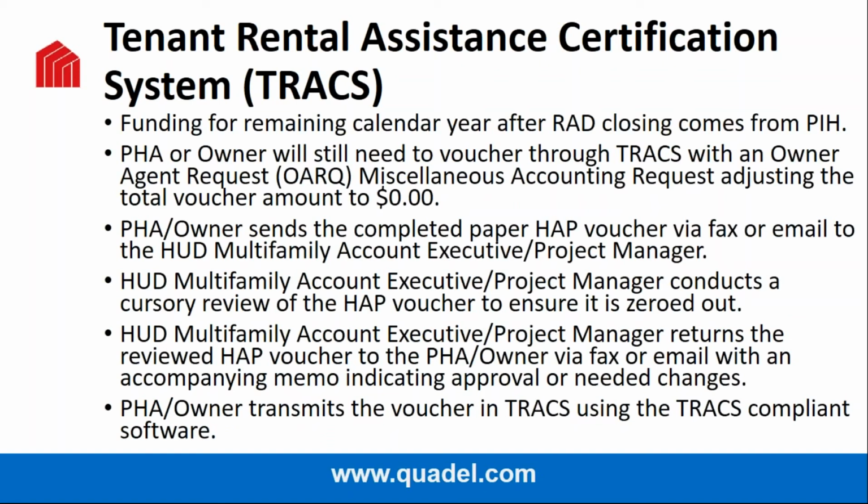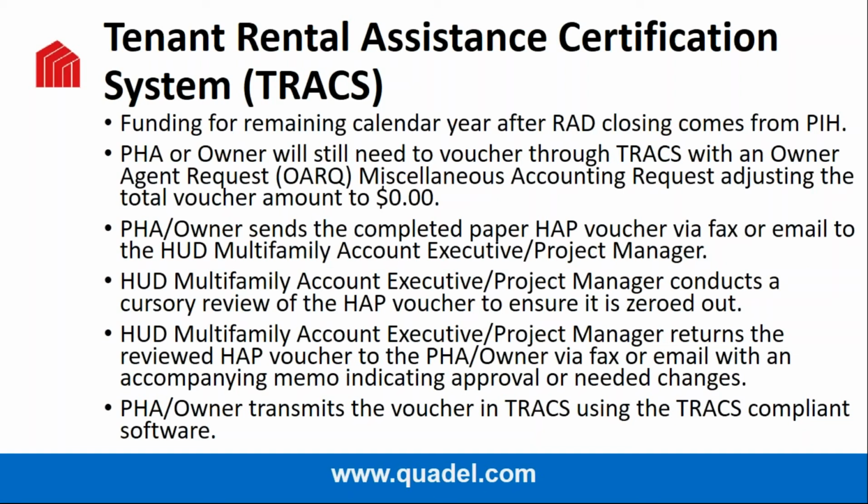However, PHAs and owners still need a voucher through the TRACS system, and all vouchers transmitted to TRACS during this time must include an accurate representation of the tenant population and must be submitted with an OAR request, an owner agent request, or miscellaneous accounting request, which adjusts the total voucher amount to $0. The PHA and owner and the HUD multifamily account executive or their project manager must complete the following steps monthly during the initial conversion year.